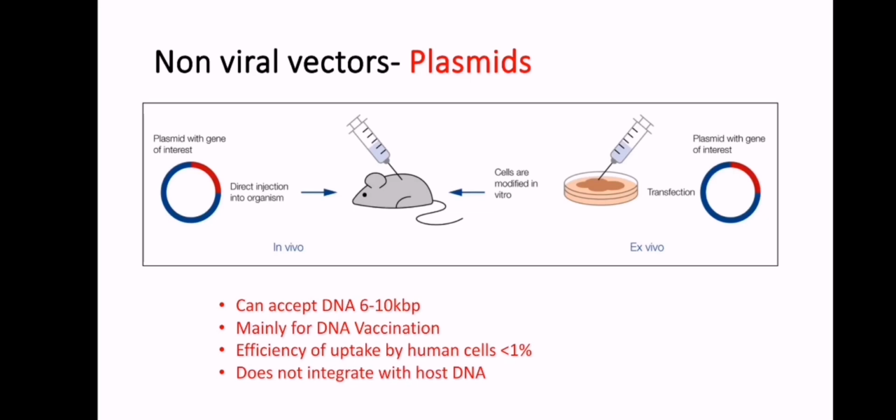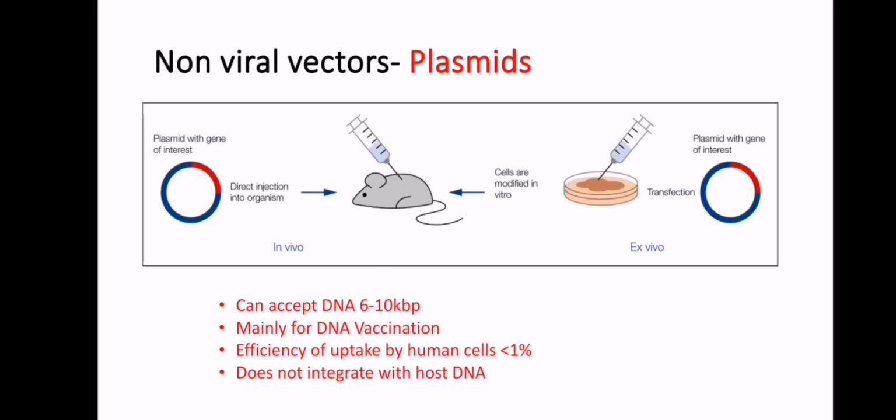First is the plasmids. Plasmids are very important in the field of recombinant DNA technology. Look at the picture here. Plasmid with the gene of interest is isolated from the vector and it is directly injected into the organism, and this is the in vivo technique. The ex vivo technique goes like the plasmids with the gene of interest is considered in vitro and that is directly introduced into the organism.